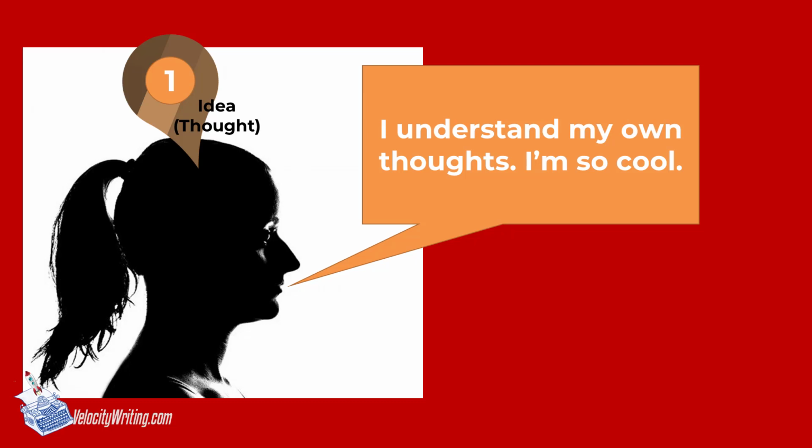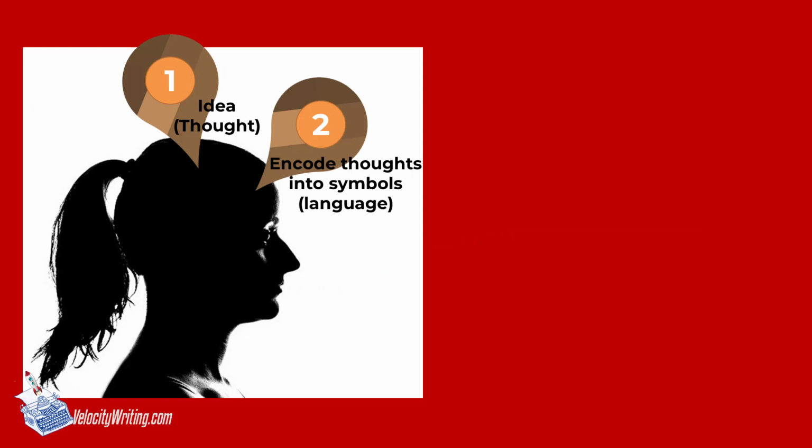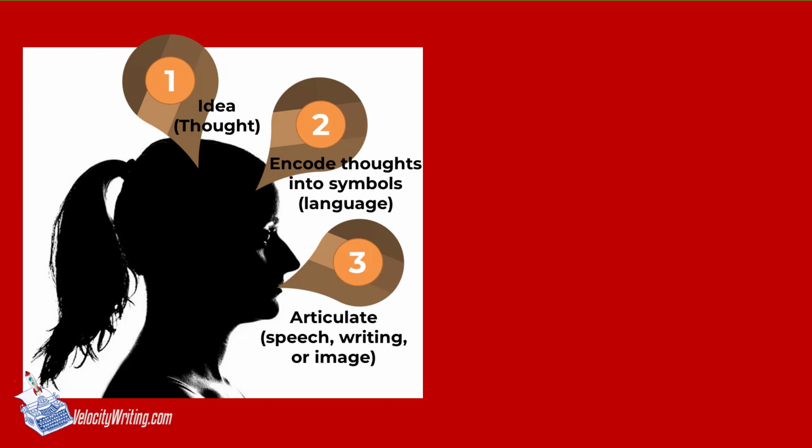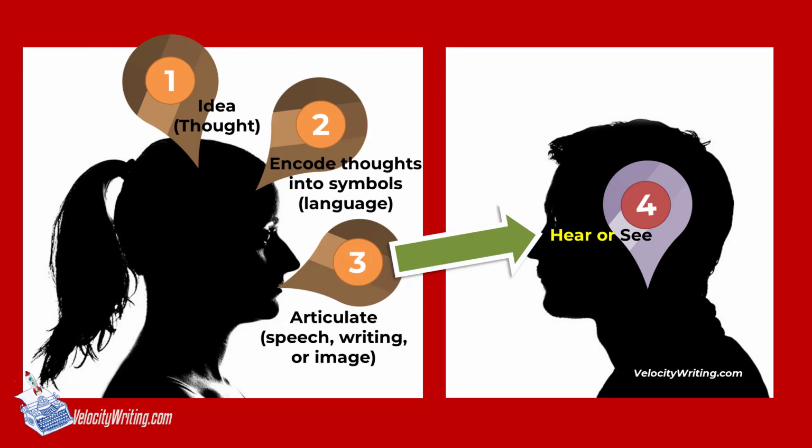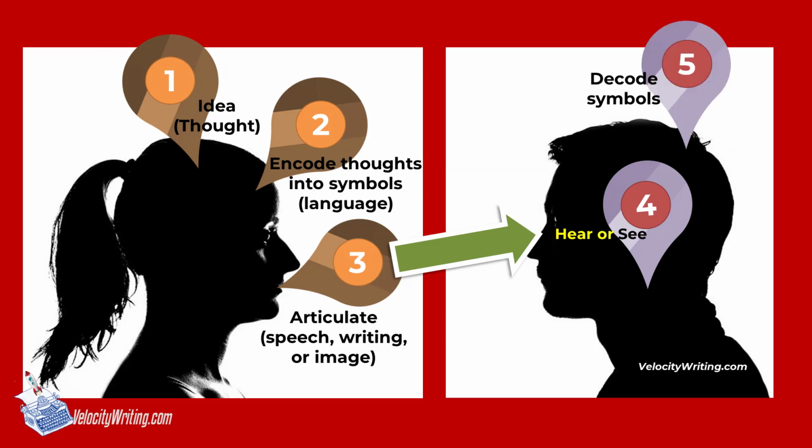The first step is to encode your thoughts into those symbols we call words. Then you need to articulate those symbols in some way. But that's just half of the process. That's why the rule breakers fail. There's more. Your encoded symbols must be seen or heard. Then the other person must decode your message.